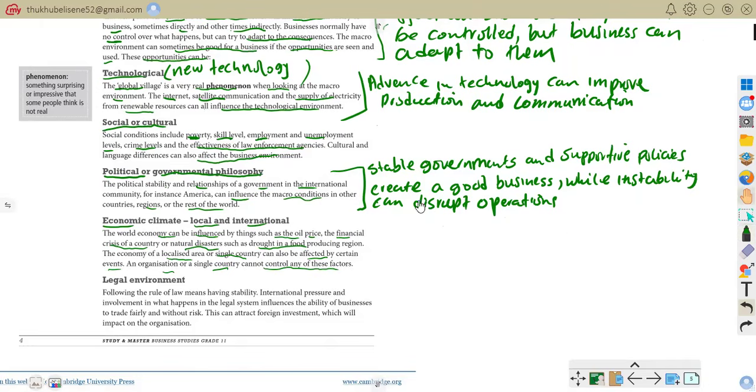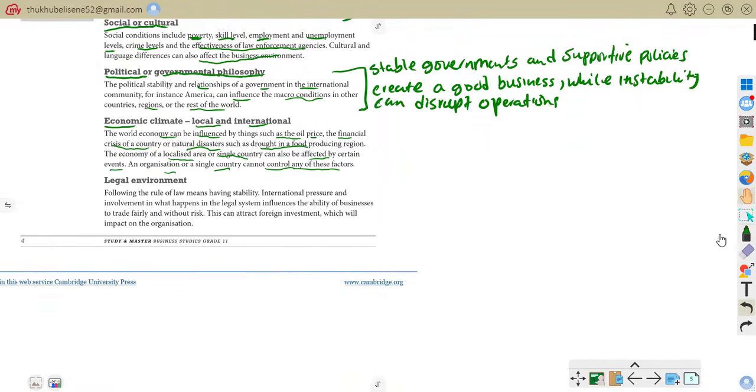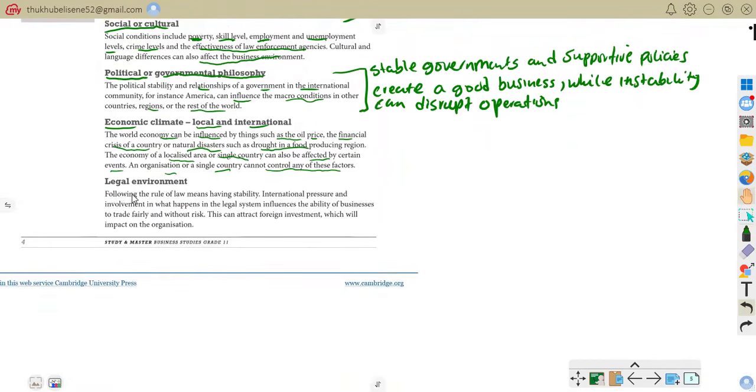That is that. Now we come to legal environment. With legal environment now, we are talking about if there are new laws, the new laws are going to affect how business operate and treat employees or consumers.